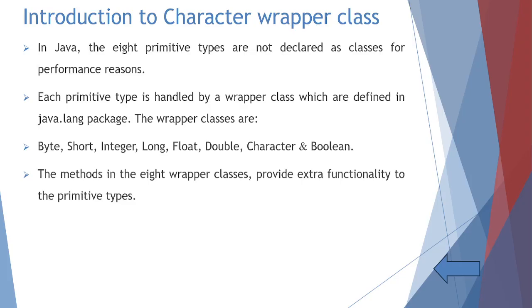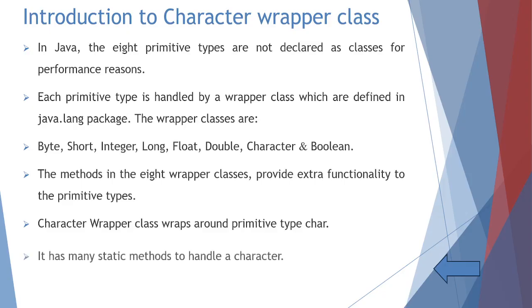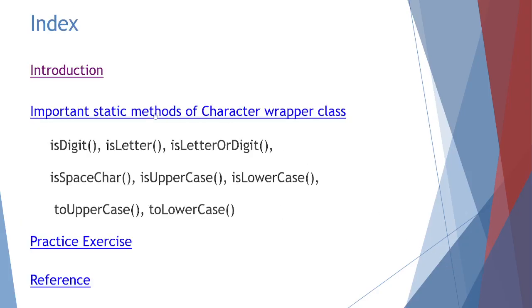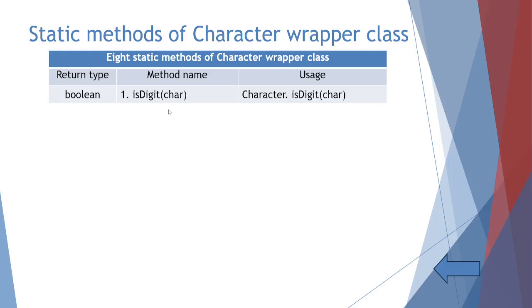The methods in these 8 wrapper classes provide extra functionality to the primitive types, all 8 primitive types. Now, the Character wrapper class wraps around the primitive type char, and it has many static methods to handle a character. Let's see around 8 static methods.